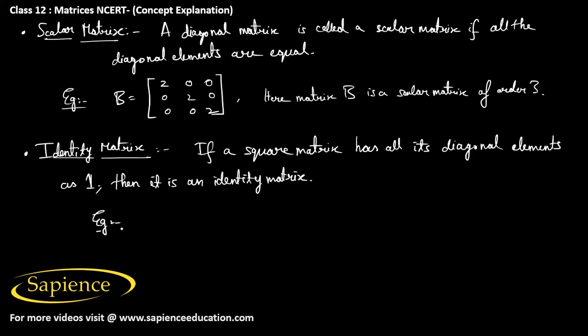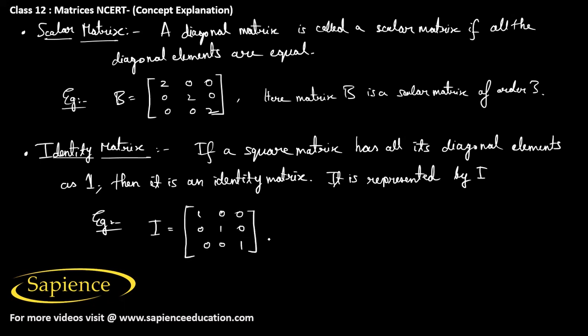An identity matrix is always represented by capital I. For example, the identity matrix of order 3 will be 1 0 0, 0 1 0 and 0 0 1. So it is an identity matrix of order 3.